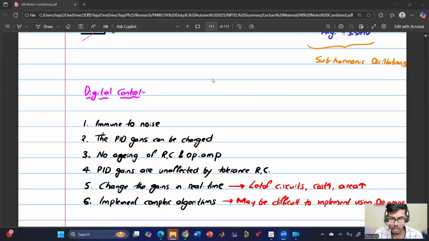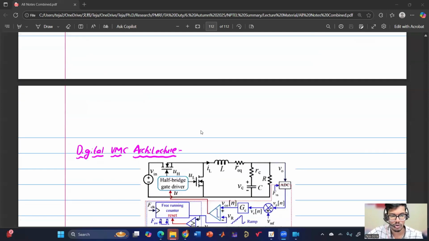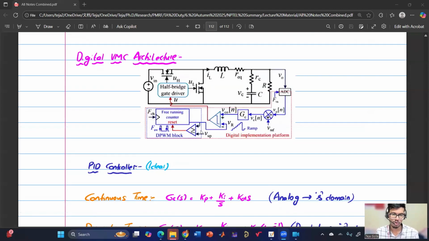And also we can implement complex algorithms by writing the code, vanilla code, and synthesizing it to an IC, rather than implementing using op amps, which will take a lot of space, and the price will also increase, and also the difficulty will increase, whereas it can be implemented in a single IC using digital control.